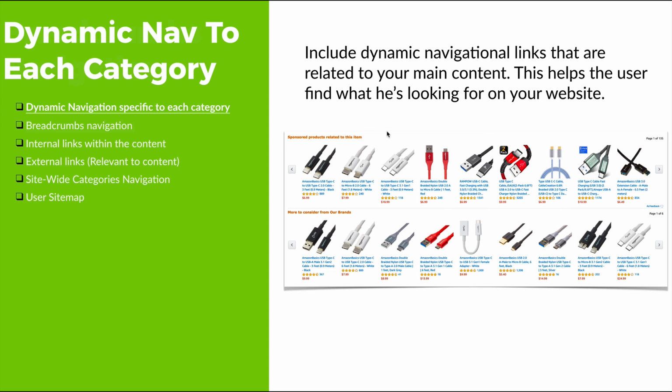If I'm looking for USB cables, they're going to provide me with a whole bunch of links to similar USB cables. If you are writing articles about health and you're talking about, let's say, acne, then you could get a whole bunch of related articles about acne whenever you land in that category. That is dynamic navigation. That helps you rank on Google, and it also helps your users find what they're looking for.